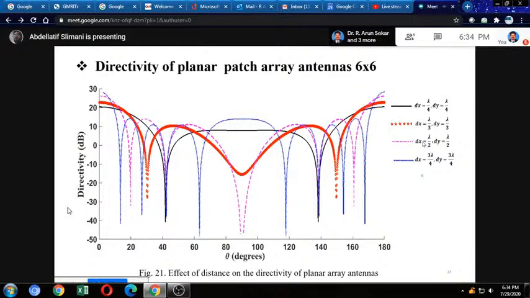If I take inter-element distance lambda per 2 in pink color, what happened? The level of radiation also increases, but the number of secondary lobes also increases. And for blue color, dx equal 3 per 4 lambda, I have a high level of radiation, but I have a lot of secondary lobes in comparison with the first case. So the inter-element distance affects the level of radiation and the number of secondary lobes.